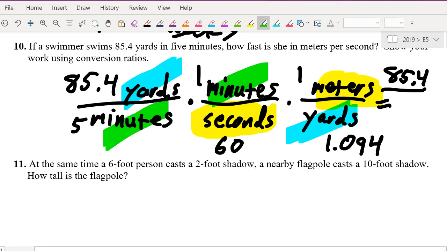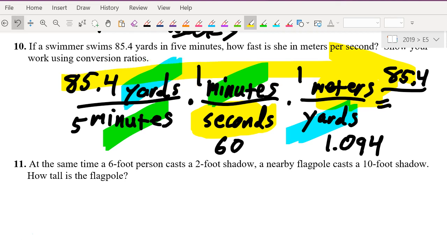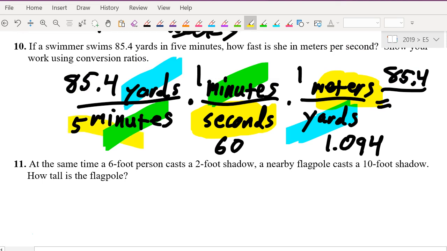Awesome. Okay, so now, what do we do now? We just multiply across numerators. So we multiply, and all we have to do is go 85.4 times 1 times 1. And then the denominators is 5 times 60 times 1.094. And what do we get? 328.2. I think that's correct.